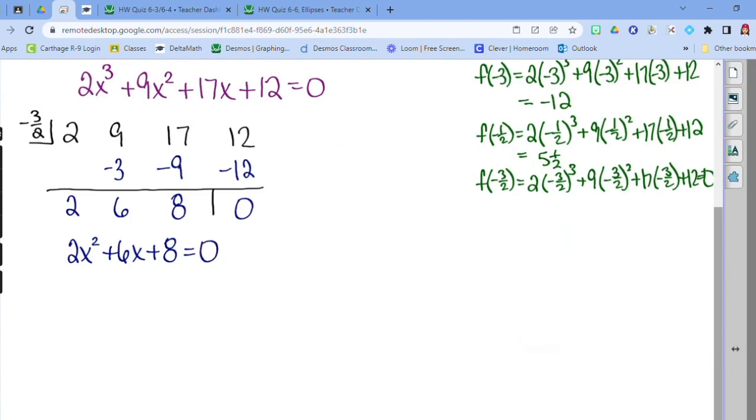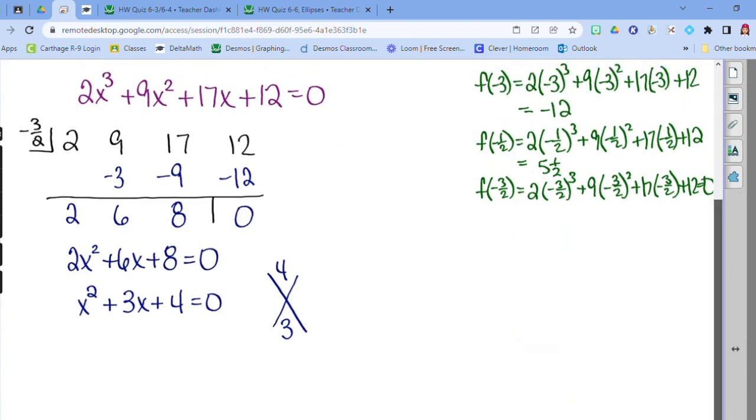I'm only looking for rational zeros. So if this trinomial is not factorable, then we're done. I'm going to make this a little easier and divide everything by 2 so that I have x squared plus 3x plus 4 equals 0. So I need things that multiply to 4 and add to a positive 3. 1 plus 4 is 5, and 2 plus 2 is 4. So none of these will do this. So this one only has 2 rational zeros.